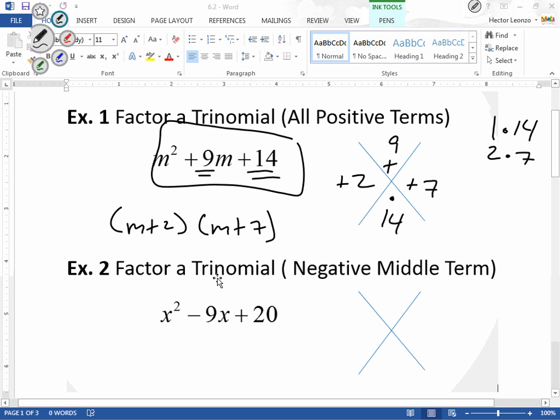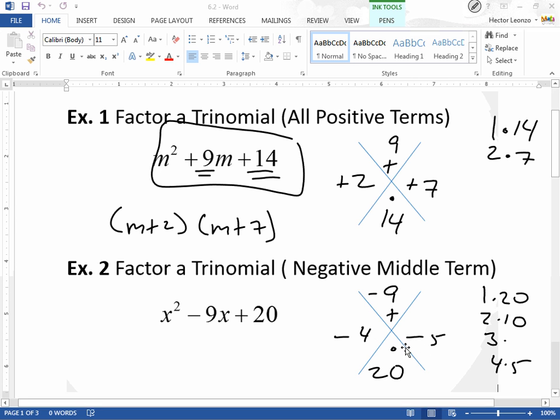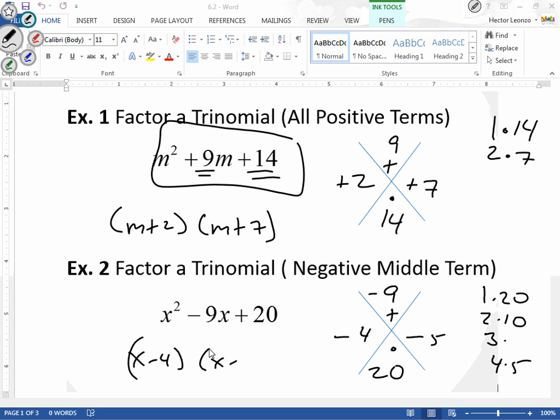All right, let's take a look at my example 2. I'm looking for two numbers that multiplied equal 20, but when I add my numbers equal negative 9. Because they multiply to a positive, they must have the same sign, either both positive or both negative. But because they add up to a negative number, my two numbers are negative. So I'm going to think, 1 times 20, that doesn't do it. 2 times 10, that doesn't do it. 3 is not a factor of 20. Then I go 4 times 5, yes, that one does. So 4 times 5, because multiplied equals 20, added equals negative 9. So my factors are going to be x minus 4, x minus 5.